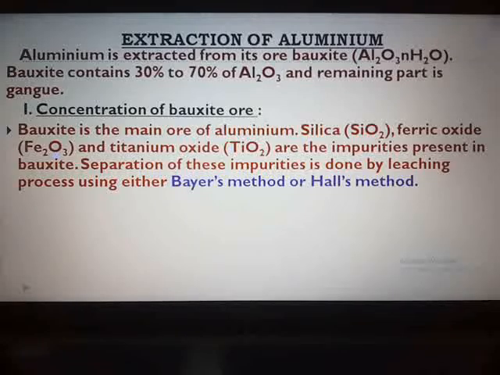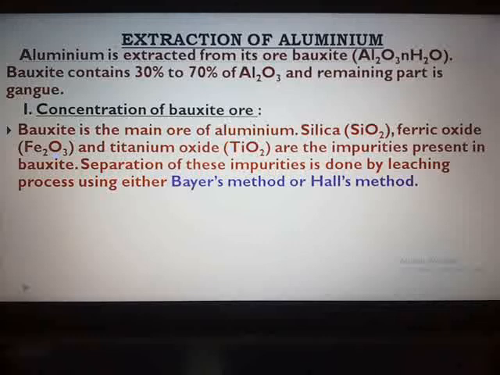Now in both these methods, finally the concentrated alumina is obtained by calcination. Just now you have studied what is calcination. Carbonate ores are strongly heated in a limited supply of air to transform them into oxides, which is called calcination. So here you are going to use the same technique, that is calcination.